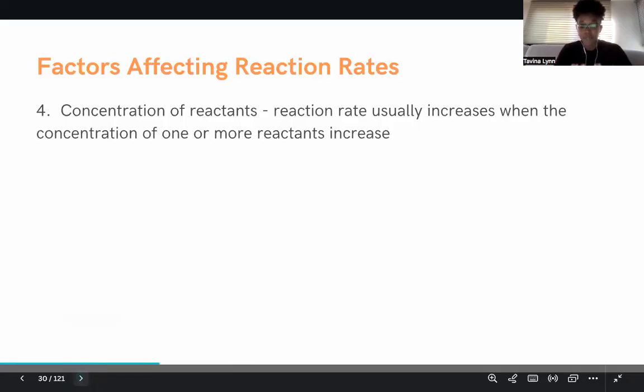The fourth factor is concentration. If we increase the concentration of one or more of the reactants, we'll also see an increase in the reaction rate, because we have more reactants that can be consumed in the reaction.